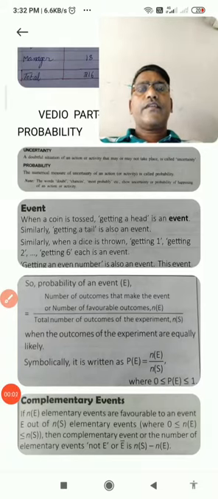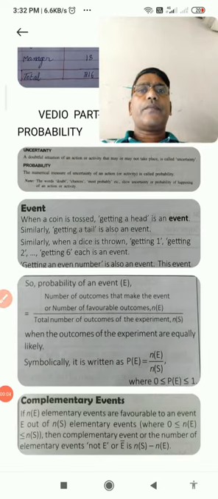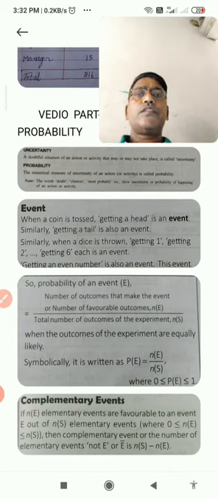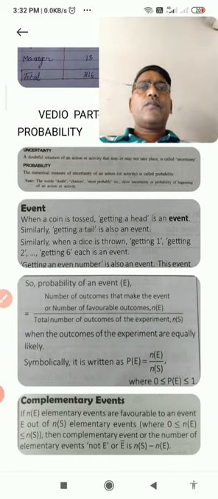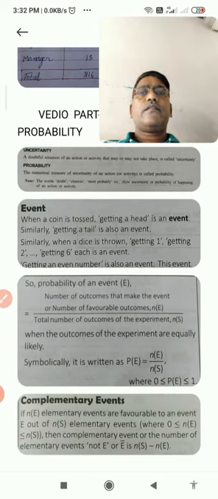See, we are continuing from the previous topic. That is the last topic, the probability of this chapter. Here I am explaining the probability. Generally we have chances. We refer to the word chances.